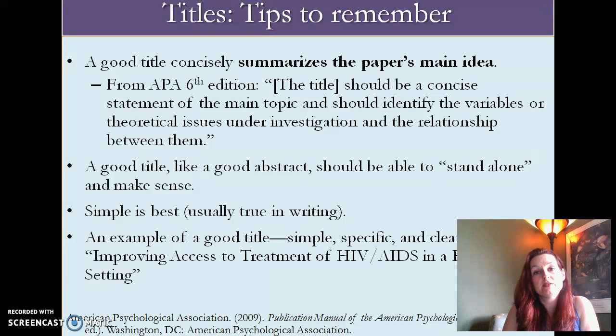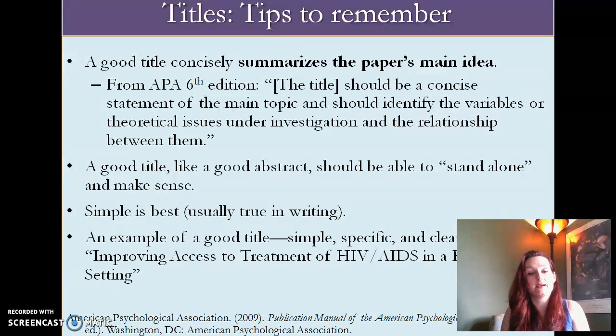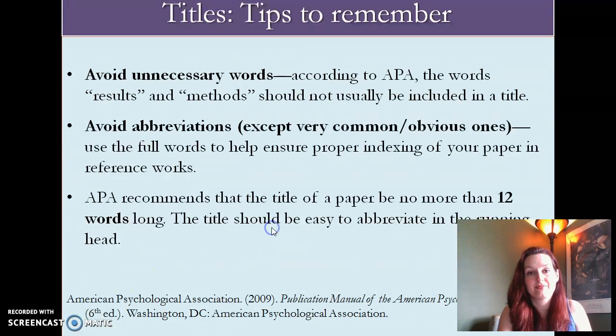So one example of a good title, and this is from the APA handbook, might be Improving Access to Treatment of HIV/AIDS in a Rural Setting. And you can see that that actually tells us a great deal. It tells us the general topic to be investigated, which is treatment of HIV and AIDS, and it tells us the setting. It tells us very specifically what it is about HIV and AIDS treatment that we're looking at, which is improving access to treatment. So it's a nice title. It's concise, it's simple, it's clear, gets the job done.